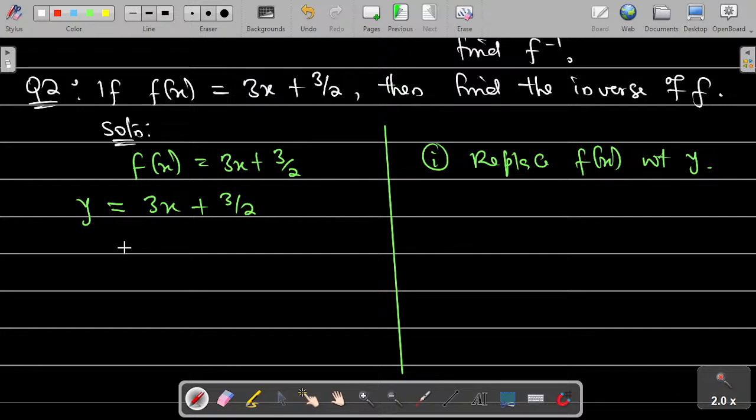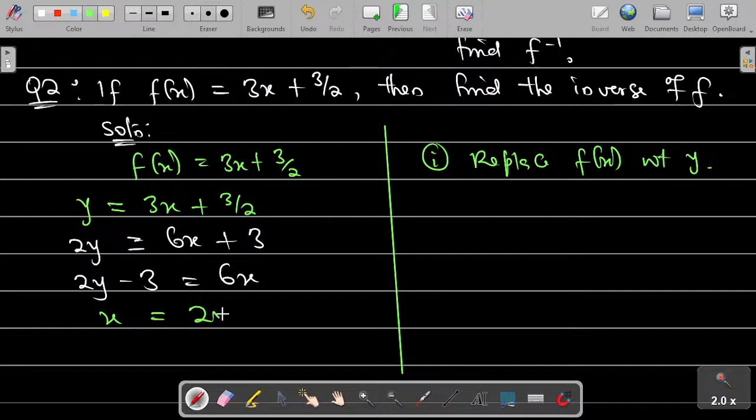Make x the subject. First, multiply through by 2. If I multiply through by 2, I am going to cancel out this fraction. So I'm going to get 6x here. Then the 2 will cancel this to give me only 3. So let 3 come over here. That will be 2y minus 3 is equal to 6x. Now divide through by 6. If I do that, I will get that my x alone is equal to 2y minus 3 all over 6.